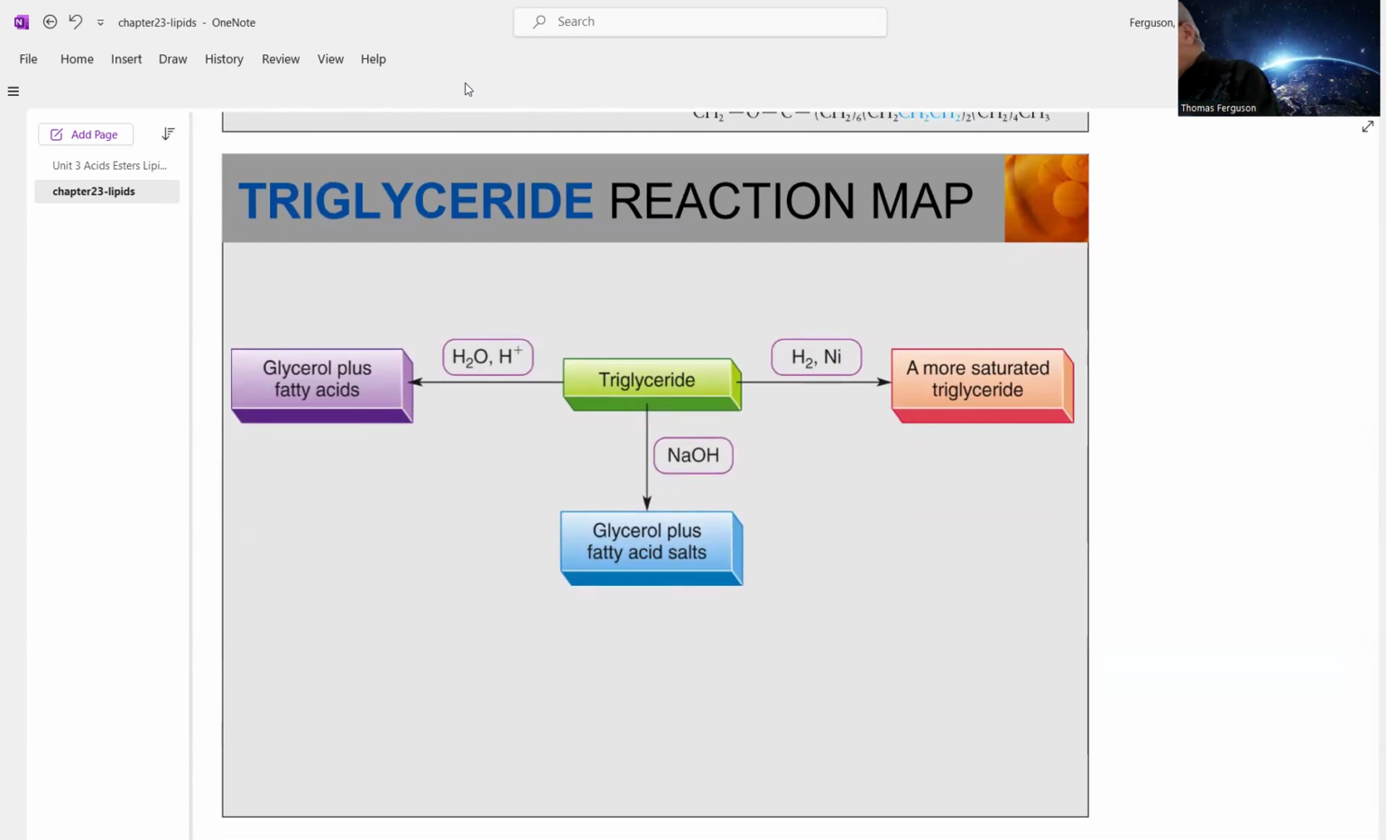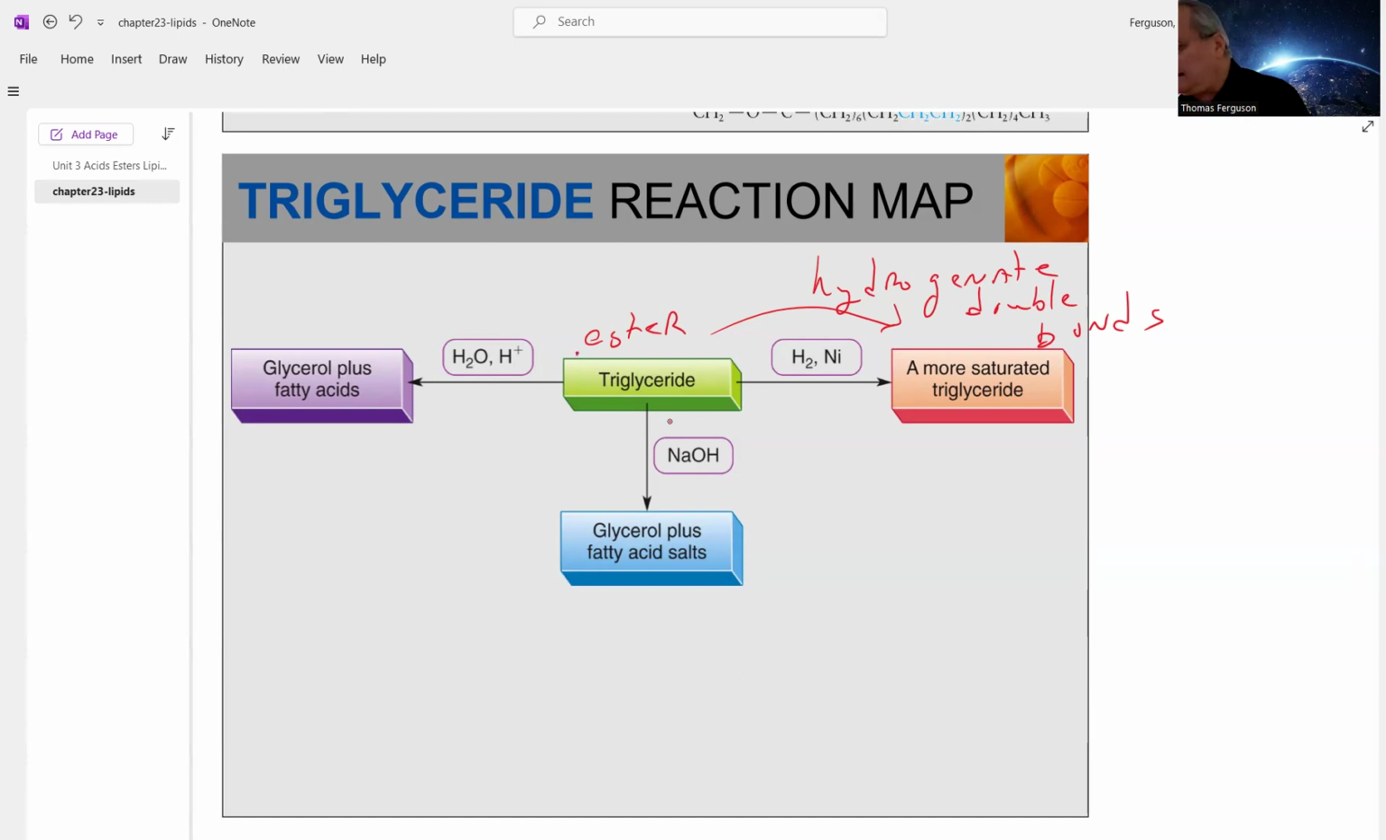So if you have an ester in the presence of hydrogen, it will hydrogenate the double bonds to single bonds. Now, nothing happens if you're starting with a saturated fat. Nothing will happen because it's already hydrogenated.